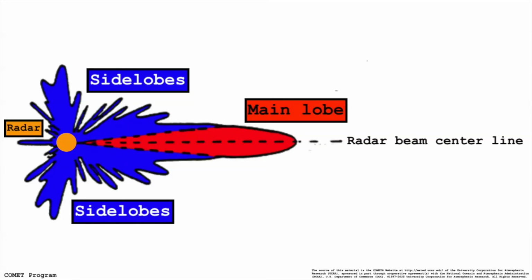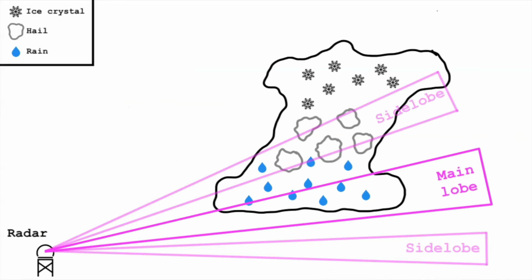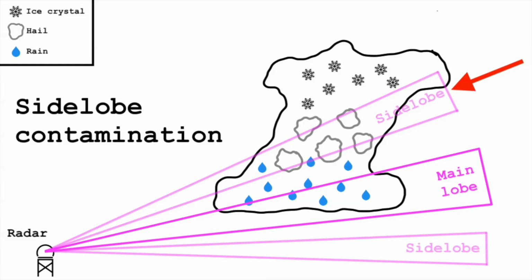Most of the time, the radar data we see is dominated by returns within the main lobe, and these side lobes have little impact on the overall output. But sometimes returns within side lobes dominate the total signal, as in this example here, where the side lobe features a much greater preponderance of hydrometeors, including rain and large hail, than the main lobe. This induces an artifact called side lobe contamination.